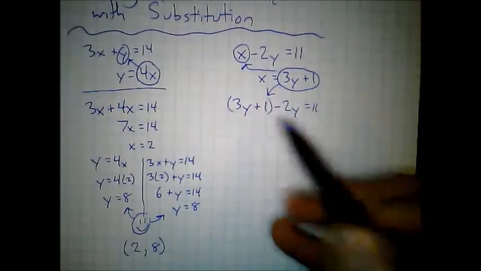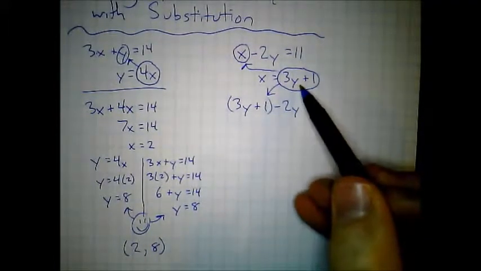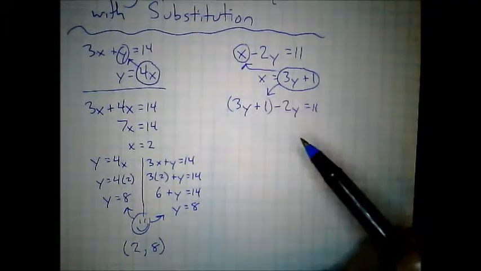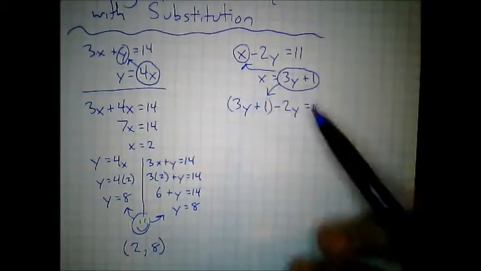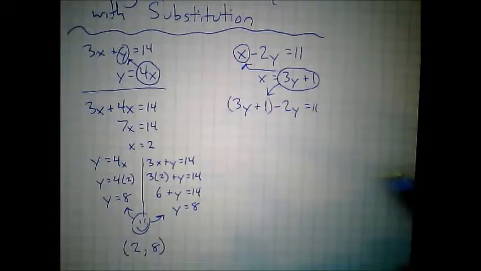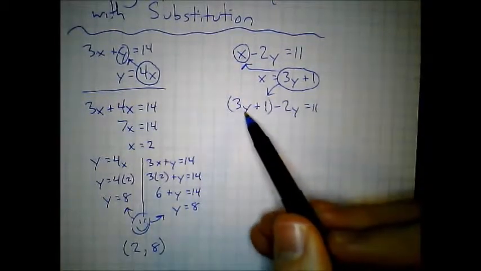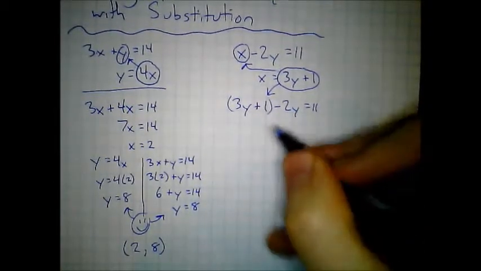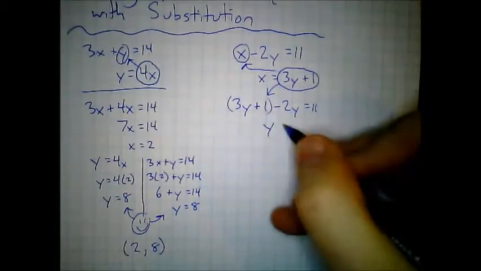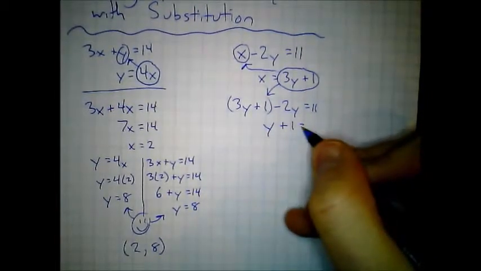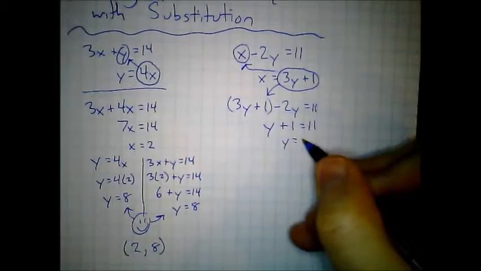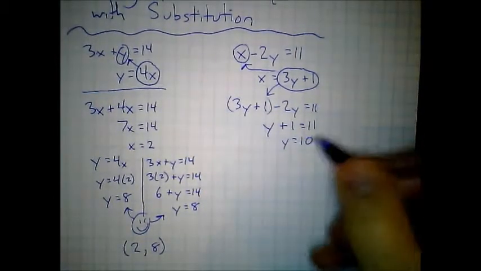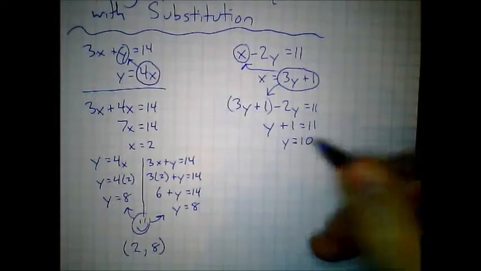Okay, and these parentheses are just a group showing that this 3y plus 1 replaced the x. We substituted 3y plus 1 in for the x because the second equation told us that's what x equals. Okay, so now let's just simplify. 3y minus 2y is 1y. We still have the plus 1 equals 11. So y equals 10, because 10 plus 1 equals 11, or we subtract 1 from both sides.